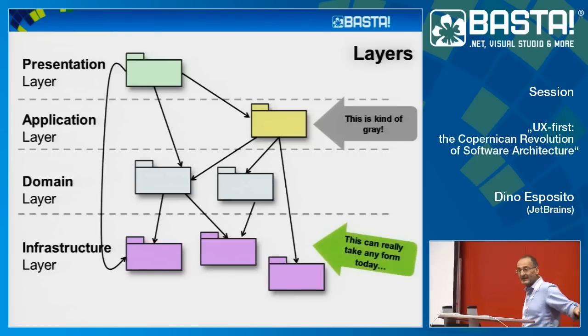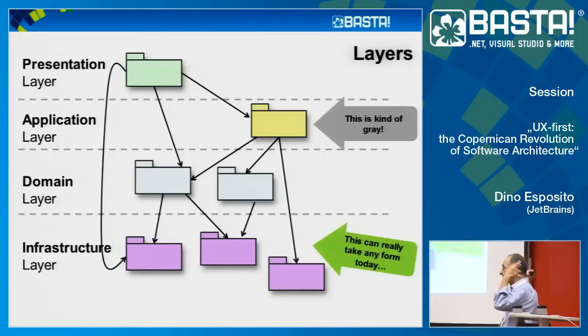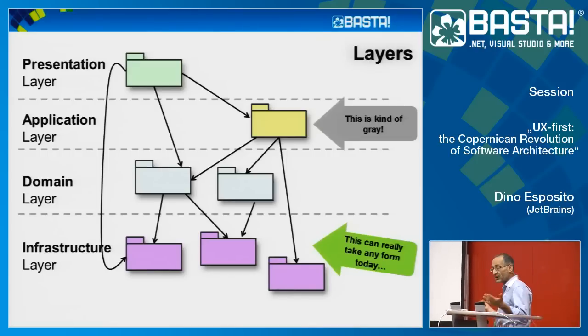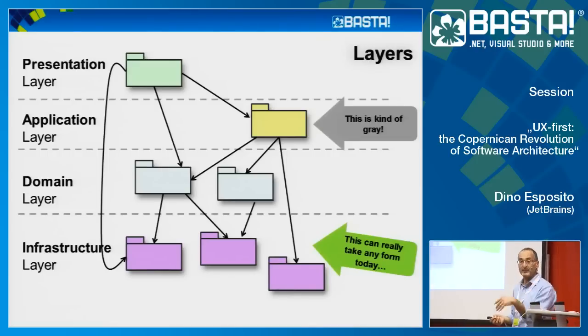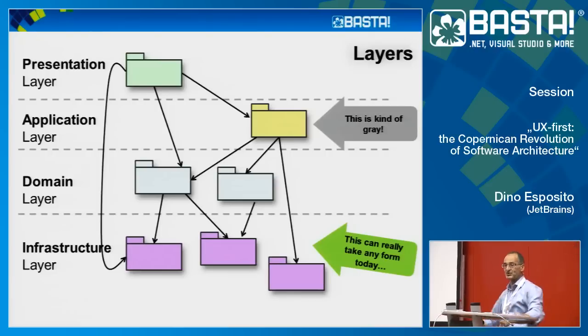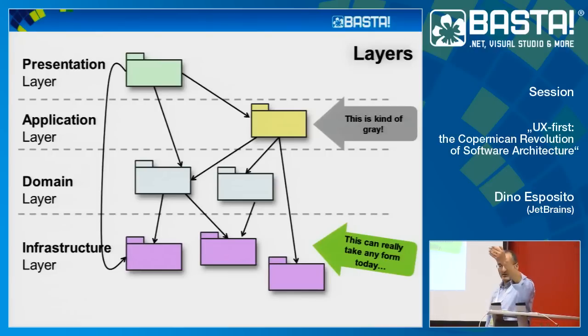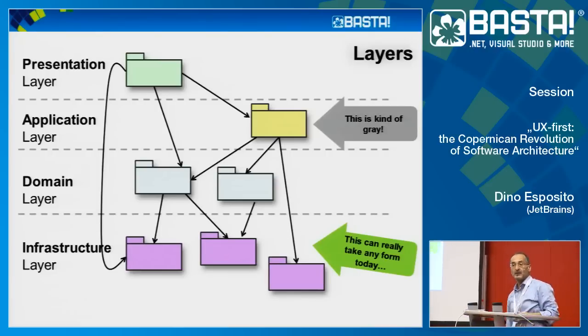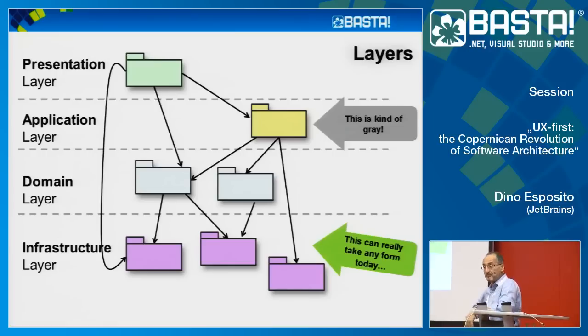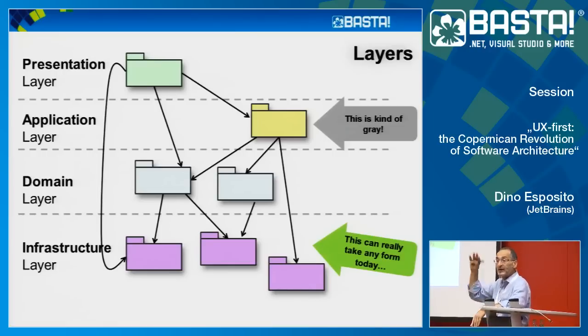Infrastructure. Today this can take nearly any form. Once it was simply a relational database. Today it can still be a relational database, maybe with some in-memory caching on top of it, Memcached, NCache, Scale Out, Azure something. Just caching to increase and better support scalability. Or it can be a combination of relational and non-relational, NoSQL. It can be NoSQL only. It can be everything.